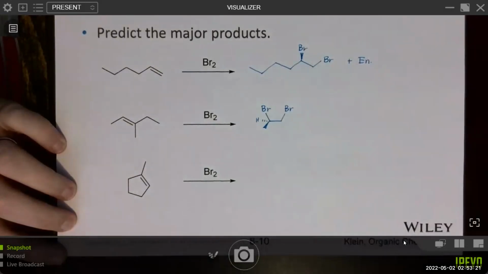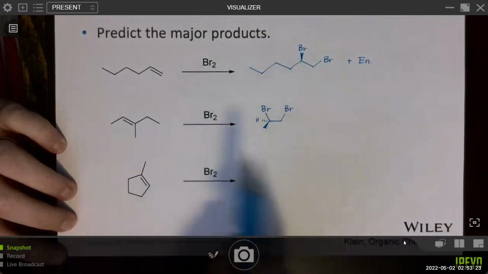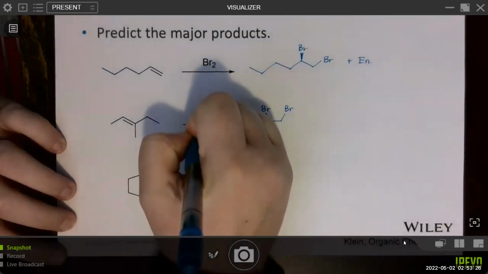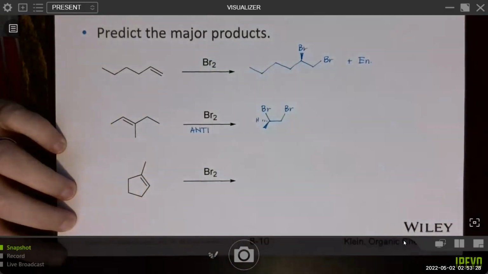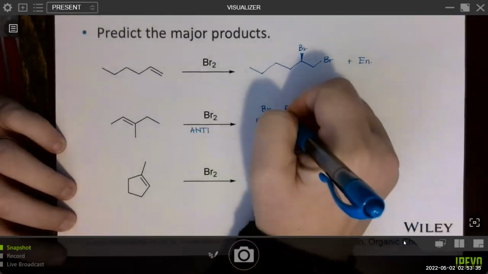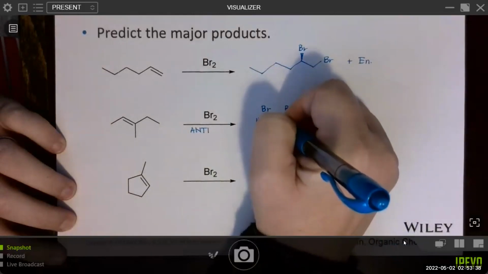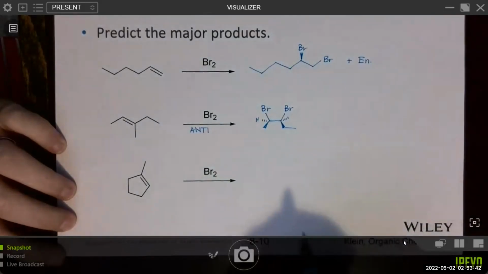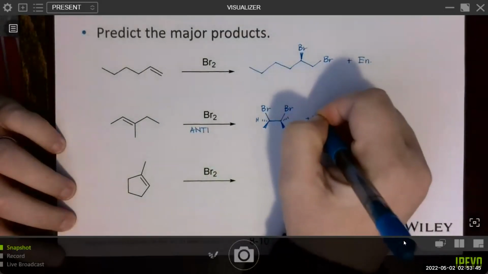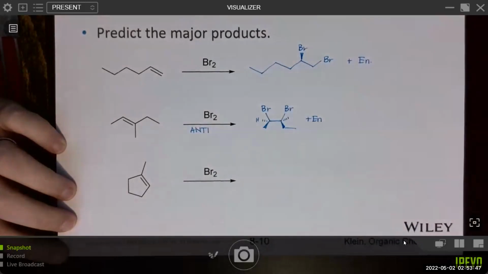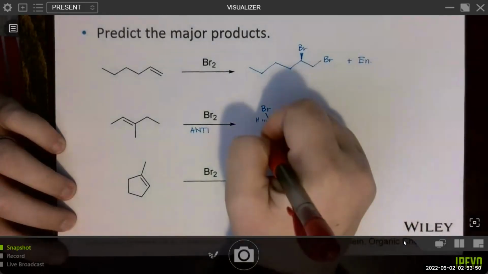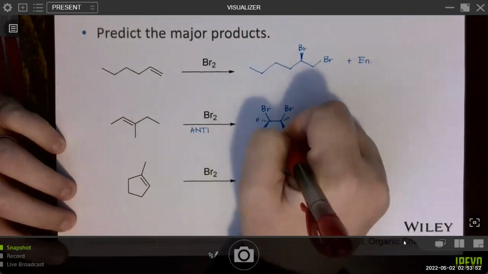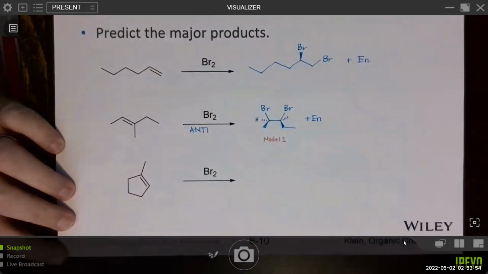And then, because this is undergoing anti-addition, we need to make sure to switch these two groups when we're drawing it using this model. So that means the methyl here will go back and the ethyl group will come forward. And this would be plus the enantiomer. So this is model 1. Again, the models are described really well in your activities.